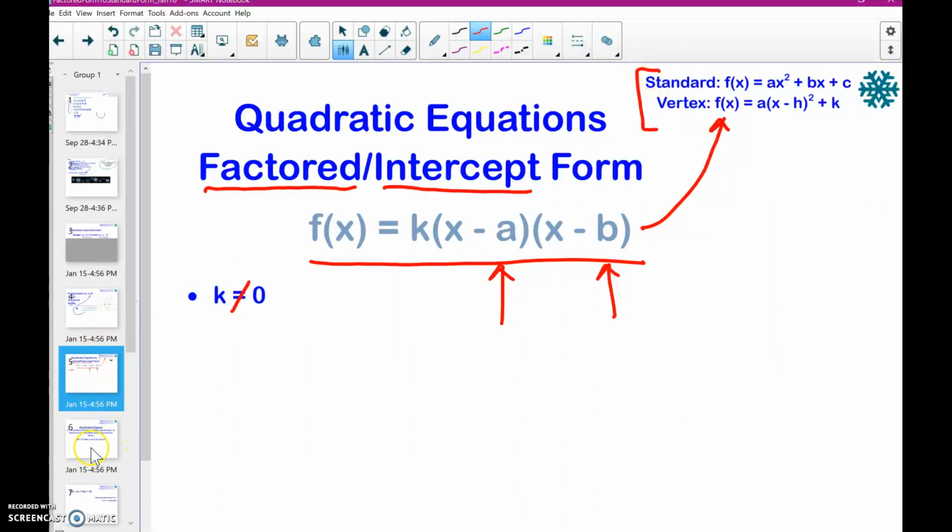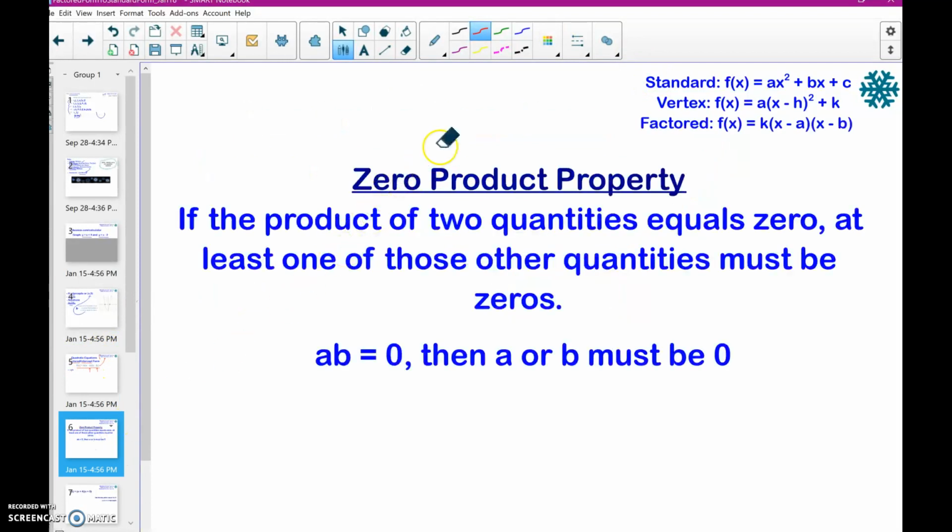So today what we're going to use is something called the zero product property. What that says is if the product of two quantities equals 0, at least one of those quantities must be 0. What this basically means is, if you have a number A times a number B and it equals 0, then A or B has to be 0.